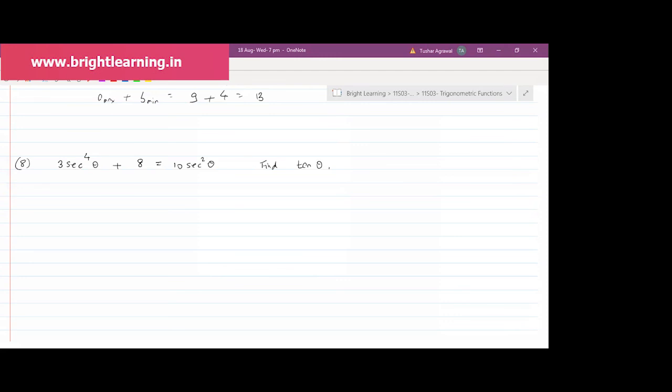Think in terms of quadratic equations. Take some help from quadratic equations.